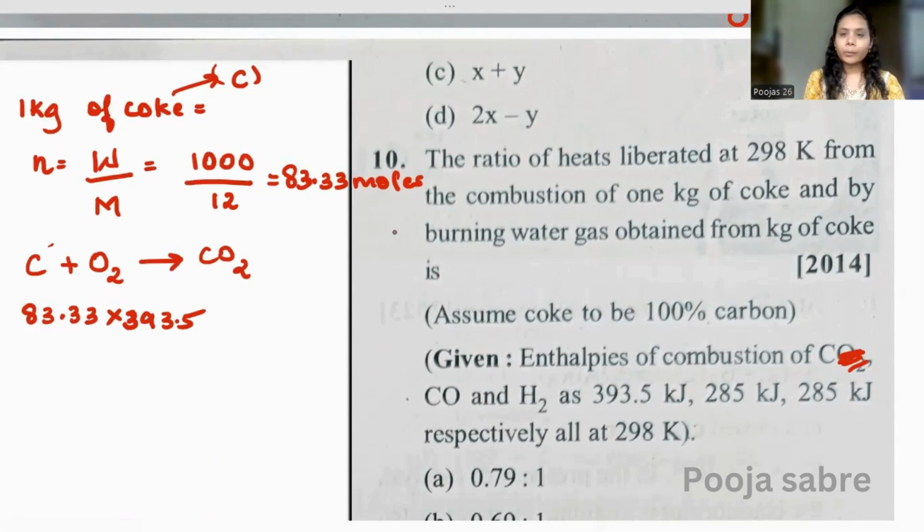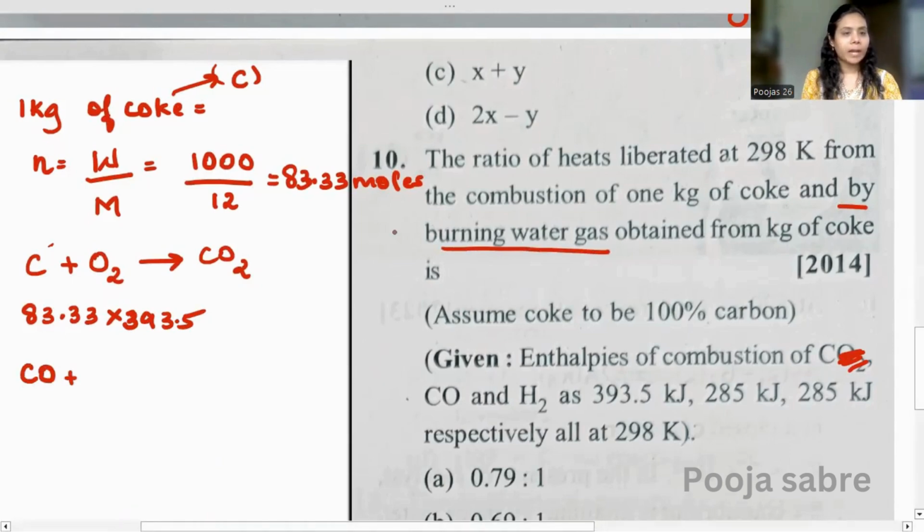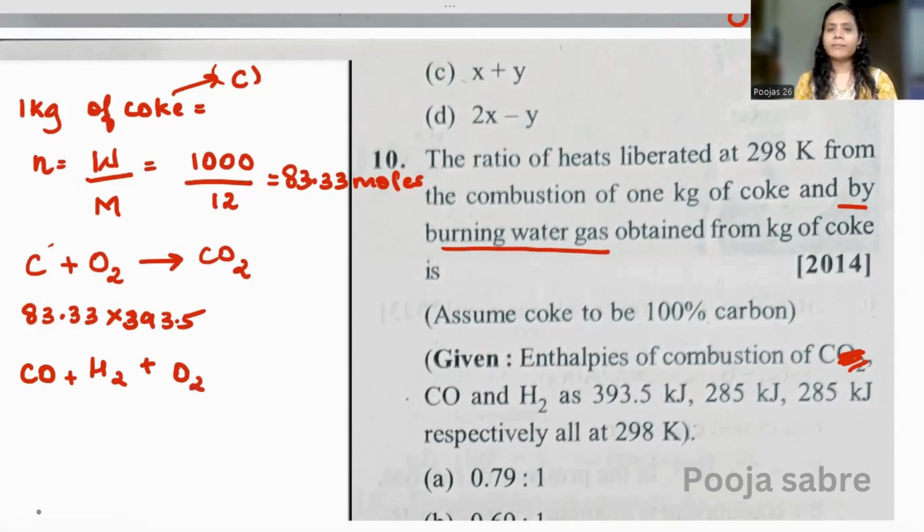Next thing is, now we are going to write down the reaction for burning water gas. Okay, burning water gas, that is CO plus H2 and then O2. So firstly, what we have done, we have written the combustion of coke, and in the second case, the burning water gas reaction we are going to write.